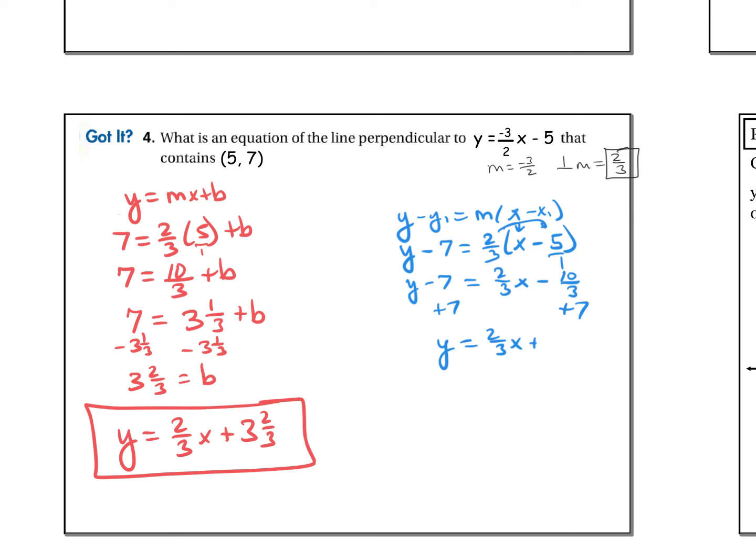And this will give you 3 2/3. Feel free to use a calculator. Back in the 80s, we did not use calculators, so we're all about making it a mixed number and then just doing it in your head. But you could do either.